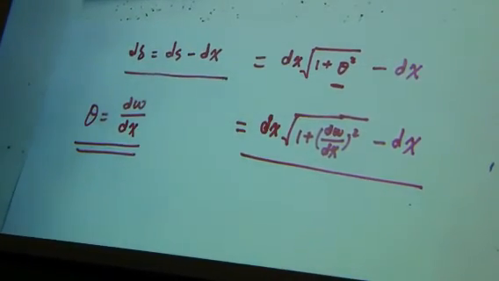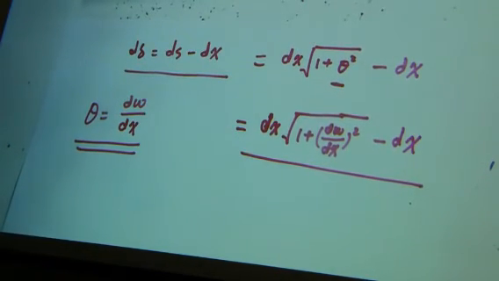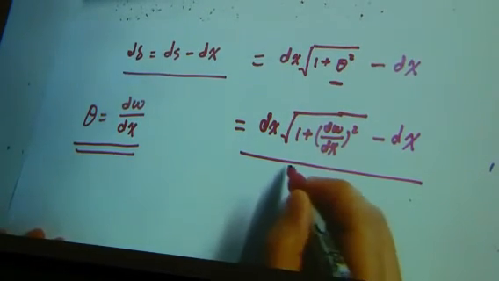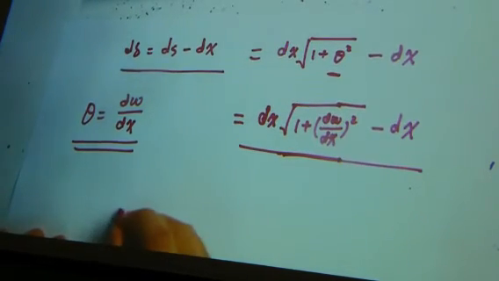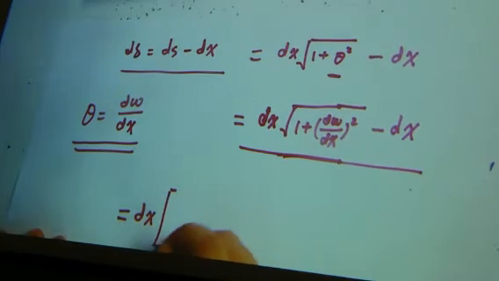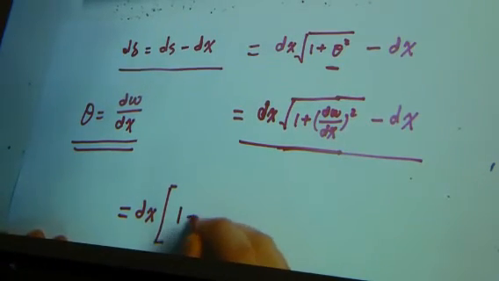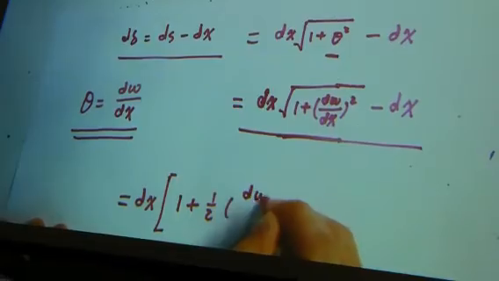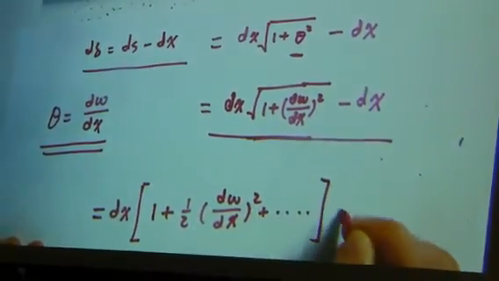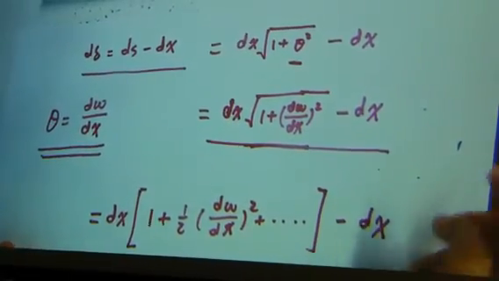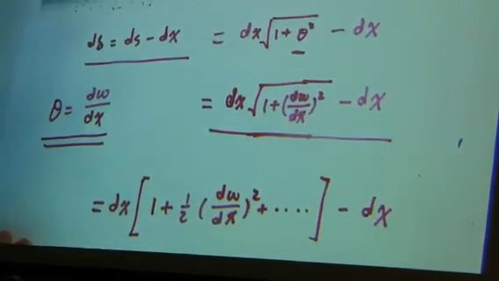Up to here it is still very complicated. For d delta, we need to have a simplified term. Otherwise, we cannot use that part. So we can do a Taylor expansion. This term, a square root of something, you can do a Taylor expansion. It is equal to dx times 1 plus half of (dw/dx) squared plus some high order terms, minus dx. From here to here, I did a Taylor expansion of the square root term.